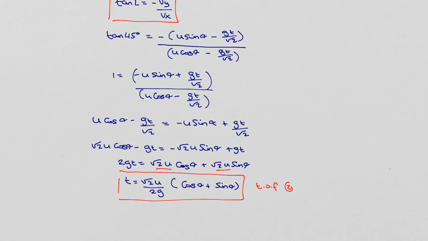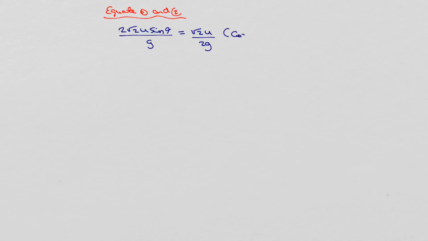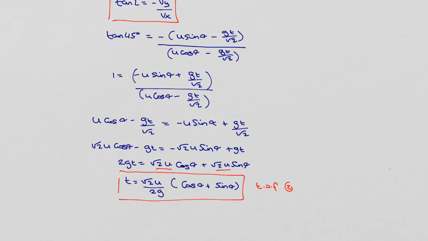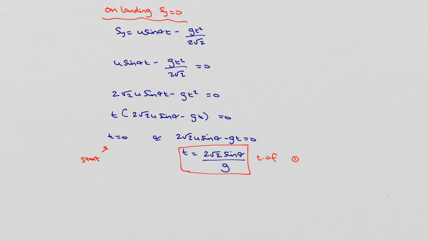Okay, so both of these represent my time of flight. So I'm now going to equate both of these. So I'm going to equate 1 and 2, because they both represent the same thing. So I have 2 root 2 u sine alpha over g is equal to root 2 u over 2g cos alpha plus sine alpha. So again, just going back, so that's our second equation, and that was our first equation.